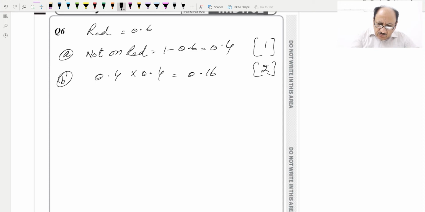So this will be now part C. Calculate the expected number. Okay, so the spinner is spun 140 times. In part C, they're saying the spinner is spun 140 times.